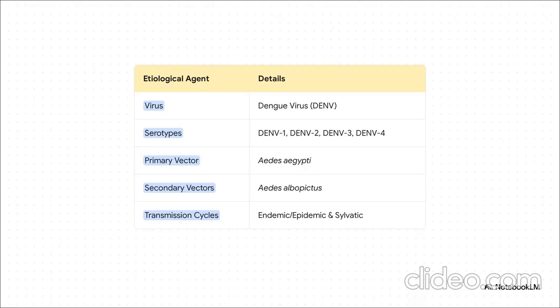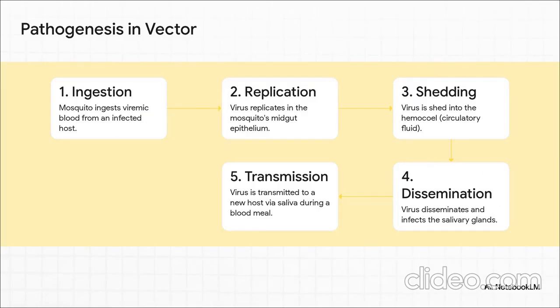And this transmission happens in a couple of ways. You've got the human-to-vector cycle that we see in epidemics, and also a sylvatic cycle that involves primates. Now, what happens inside the mosquito is actually pretty fascinating. It all kicks off when the mosquito bites an infected person and gets a belly full of viremic blood. The virus then finds a home in the mosquito's midgut and starts replicating like crazy. Once you have all these new virus particles, they get released into the mosquito's circulatory fluid, the hemocoel, and from there they travel to the salivary glands. And that's it. The mosquito is now fully loaded and ready to transmit the virus to the next person it bites.